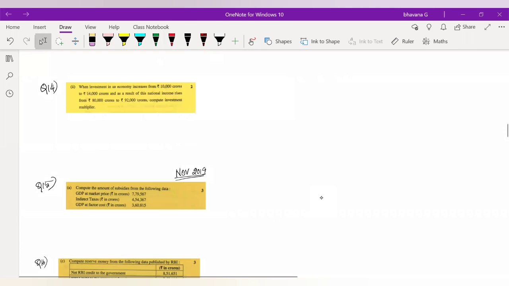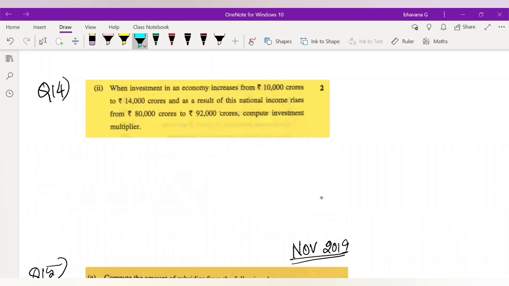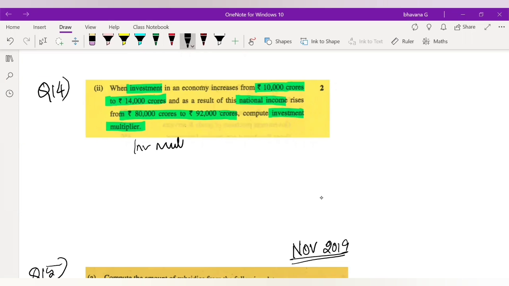Okay. Next, question number 14. They have asked: investment in an economy increases from 10,000 crores to 14,000 crores. As a result, national income also rises from 80,000 crores to 92,000 crores. Compute the investment multiplier. You denote the investment multiplier as K, right? So how can you find out your investment multiplier?